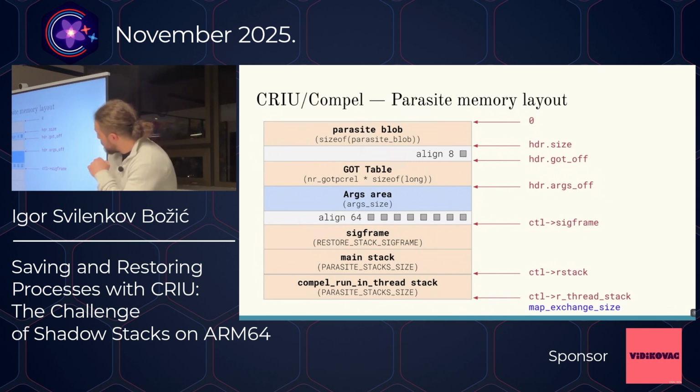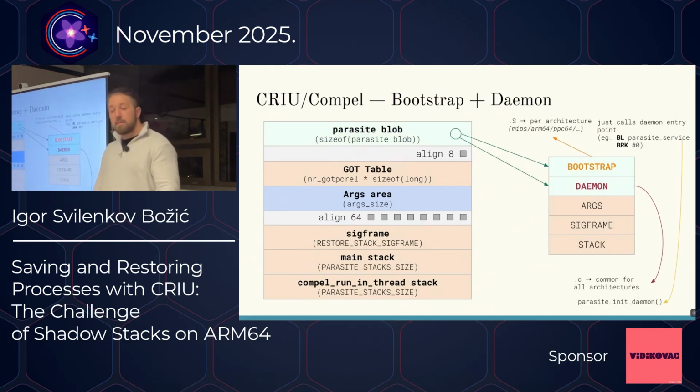Then there's some alignment that's required by, I think, the kernel for the sigframe, and sigframe is the secret sauce of CRIU, and I will explain it at some point later. But essentially, it's a data structure that the kernel plants under your stack once your process receives a signal. And yeah, then it has its own main stack and another stack for a different purpose. And what is important here is that the executable has two distinct worlds.